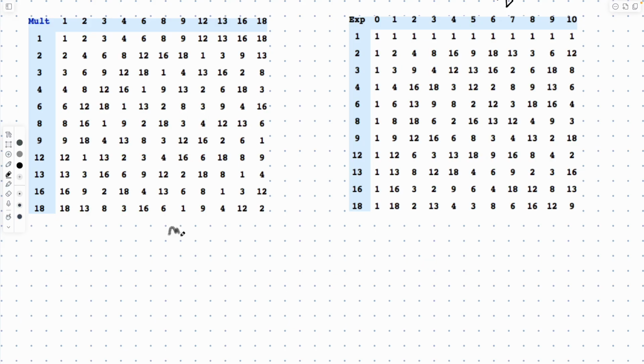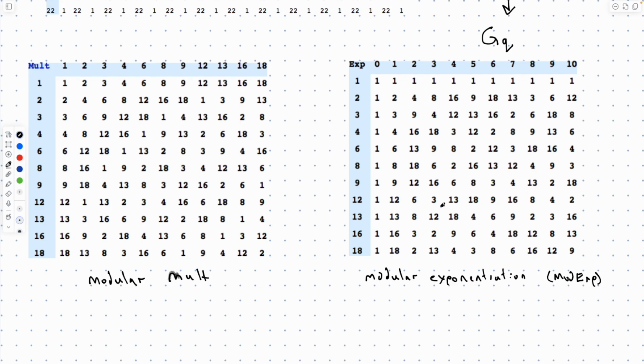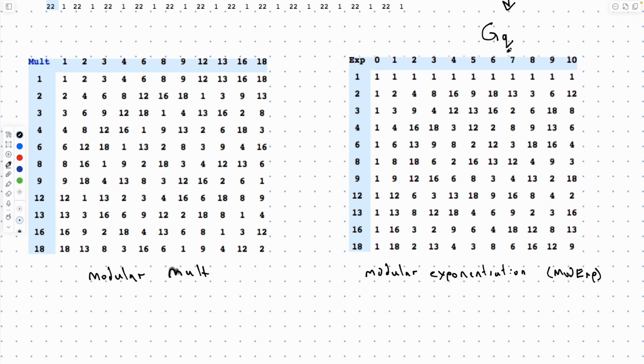Okay, so this is the multiplication table, and this is sometimes we call it a modular exponentiation, modular because there's a modulus involved. And sometimes we write mod exp as a short form for that. And so this is also modular multiplication. Okay. So I have multiplication.